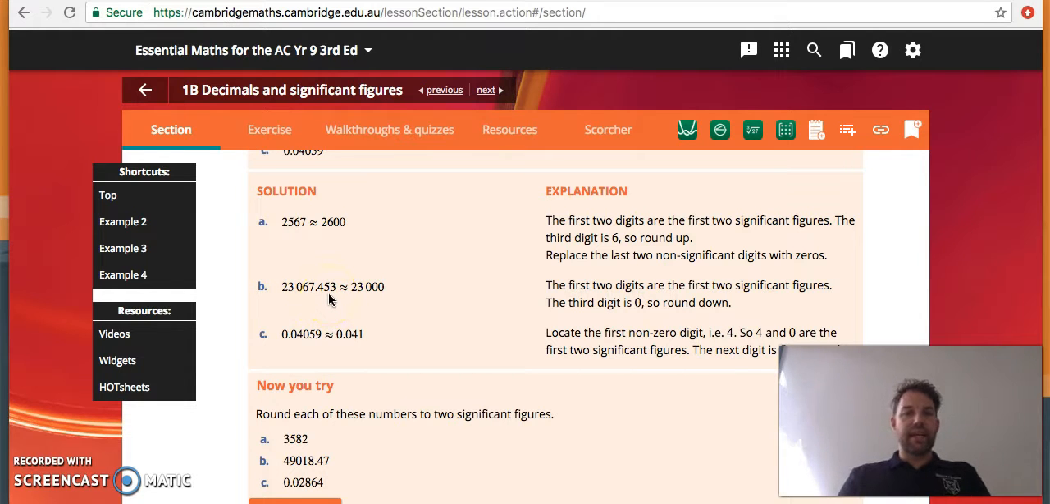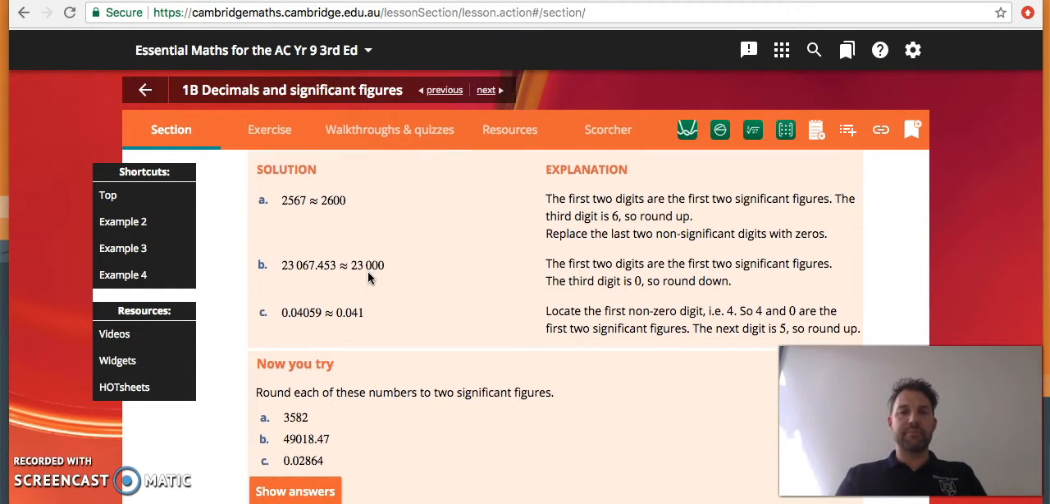The next example here of 23,067.453. Again, the first 2 digits are significant numbers. 23 are significant, they're not 0. So the third one, we look at that. It's less than 5, so we're not going to put this up to 4, we're going to leave it at 3. So we put 0, 0, 0. Our rounding to 2 significant figures is 23,000.